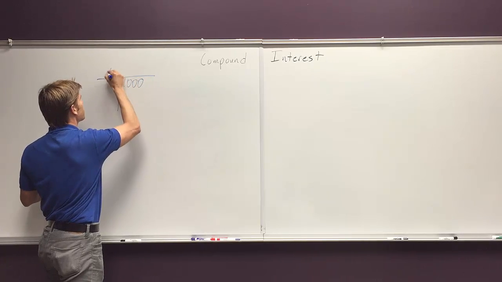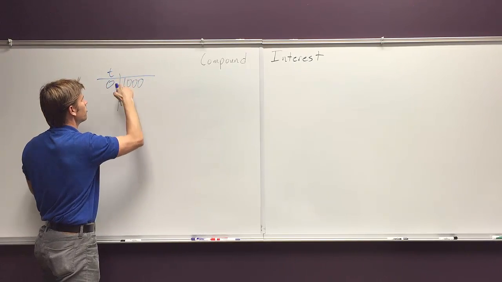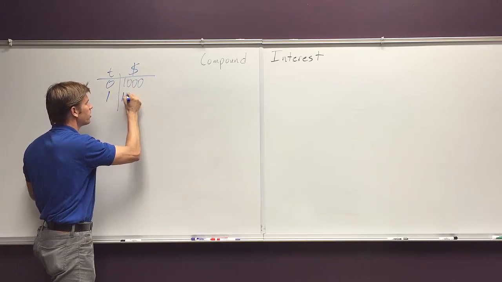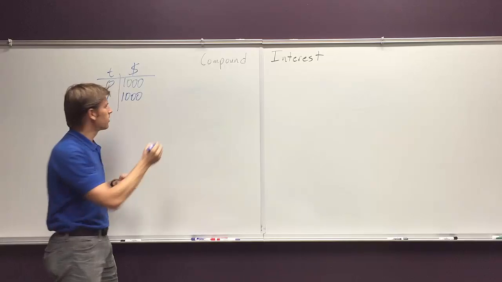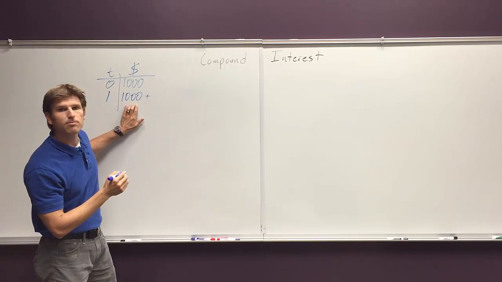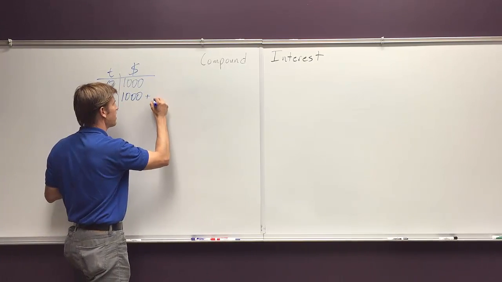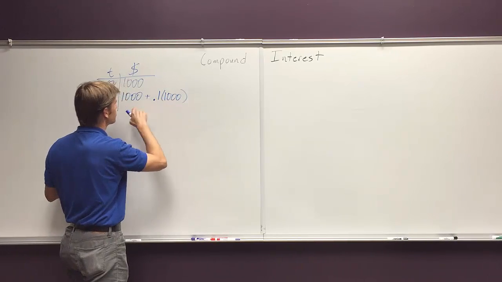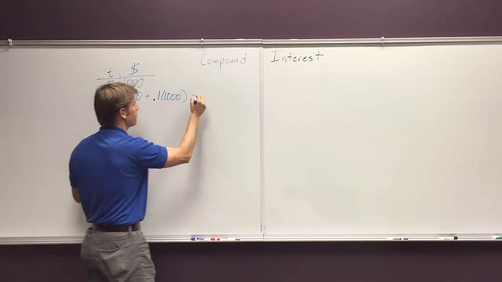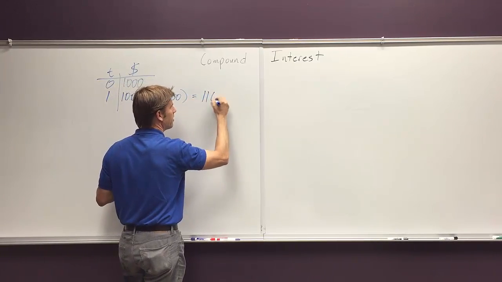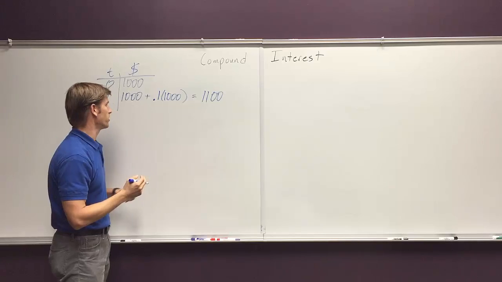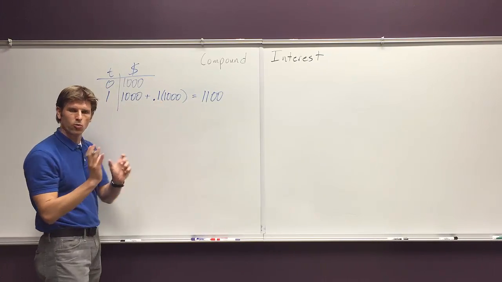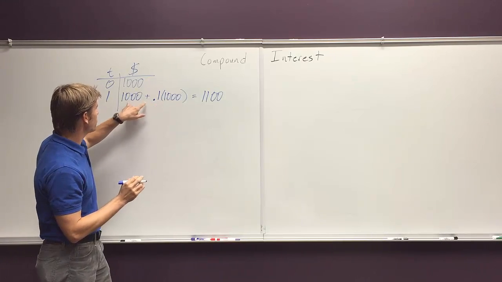Well, you might think about it this way. If your time was 0, you'd have $1,000. After 1 year, you'd have your $1,000 plus you'd have 10% of that. What's 10% of that? It's 0.1 times 1,000, which is really 100, right? So you'd have a total of $1,100 after 1 year.